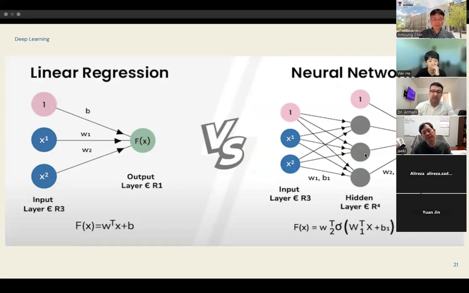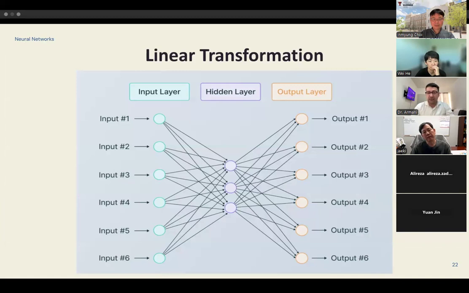But I should mention that if we have a hidden layer and it does not have a nonlinear activation function, still we have a linear model. Still we have a linear transformation. It is equivalent to a linear transformation.